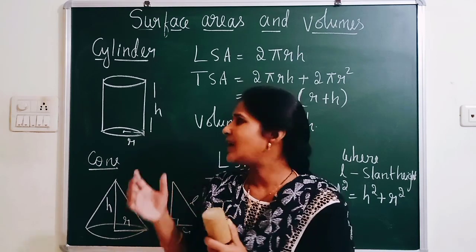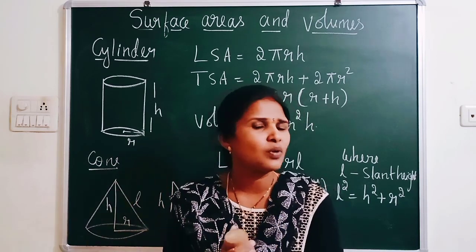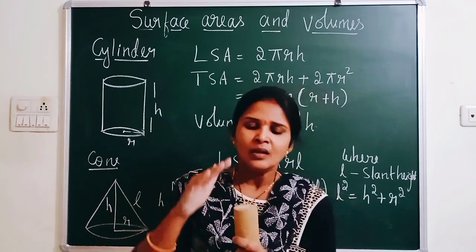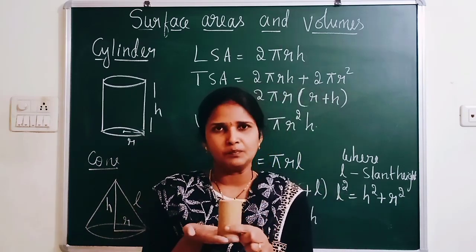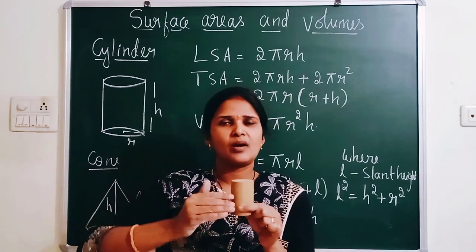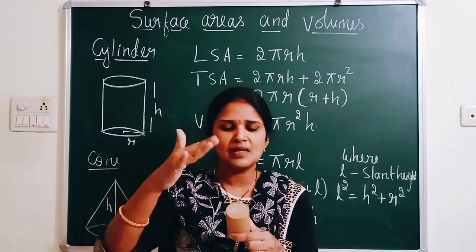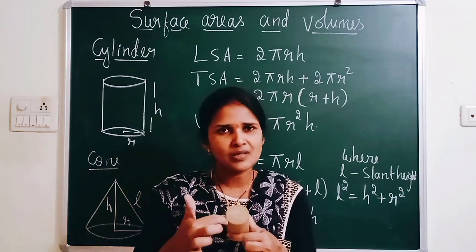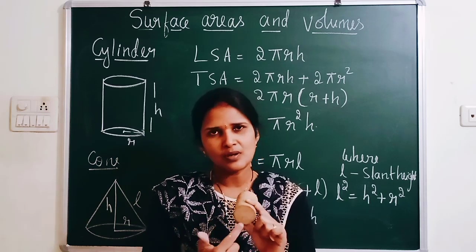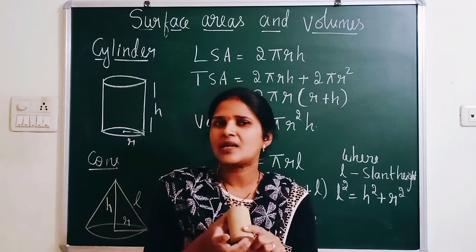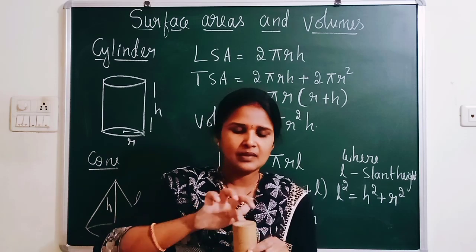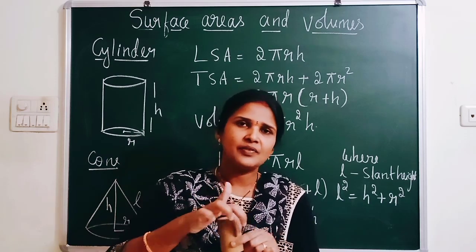Now I should find lateral surface area. I already told you the meaning of lateral surface area. Leaving top and bottom, this part is called lateral surface area. Leaving the top, what is the shape of this? Circle. And this is also a circle. So these two circles I have to leave, and the remaining part is nothing but lateral surface area.